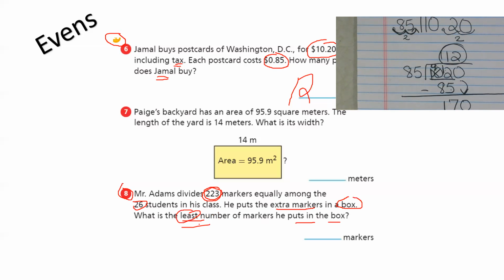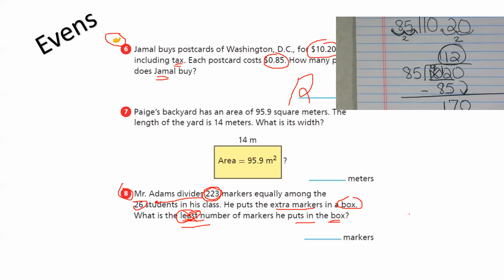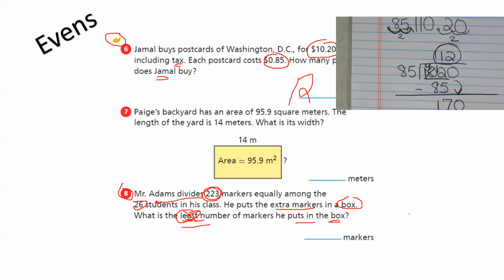Well, I don't really understand that question, to be completely honest. I think they're saying if he gives out all of the markers that he can, what's the remainder left? So that's the way I'm going to take it. So I'm going to kind of ignore the least. Just say he's going to divide up all these markers with 26 students. Whatever's left over, he puts in a box. What's going to be left over? So we're just going to divide, and we're going to stare at the remainder. We want to see the remainder here.